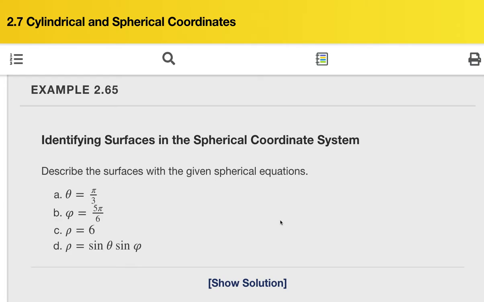Describe the surfaces with the given spherical equations. We are having theta equals pi over 3. It says describe the surface. Can you imagine theta equals pi over 3 as a surface? Okay, let's click on the solution.